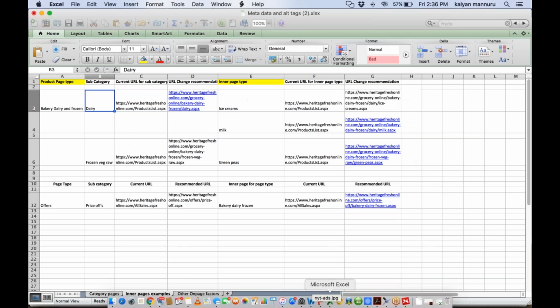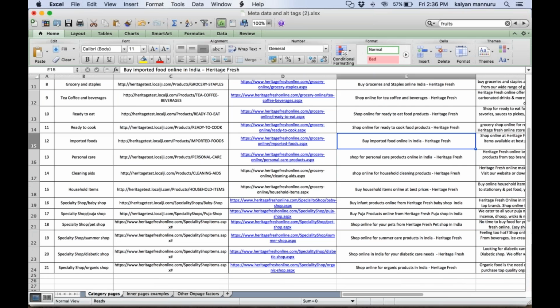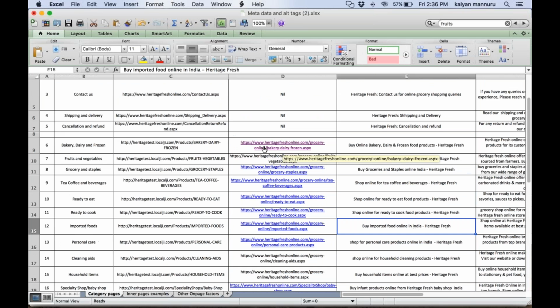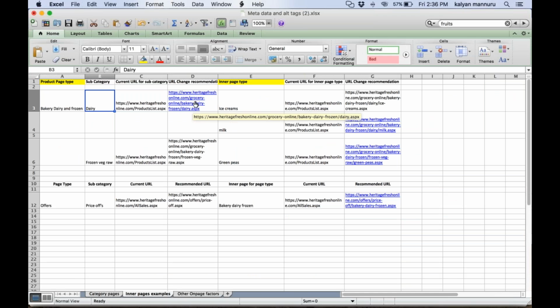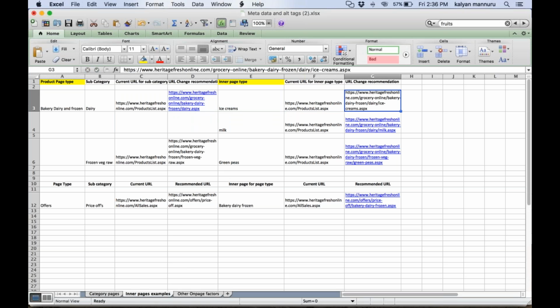If you have a look here, the category page here is grocery online slash bakery dairy frozen. The same here, grocery online slash bakery dairy frozen slash the subcategory name, dairy. Now from dairy he is moving to the inner page, that is the product page, ice cream. So let us have a look at how we have given the URL structure for ice cream. We said grocery online slash bakery dairy frozen slash dairy, and in that, ice cream. Ice cream is the product name.